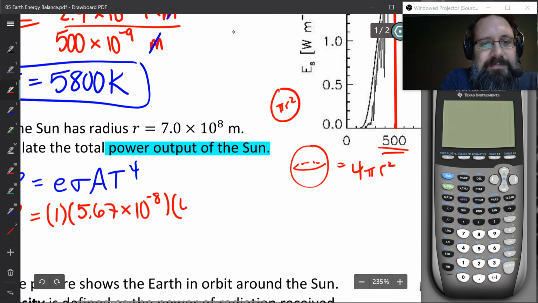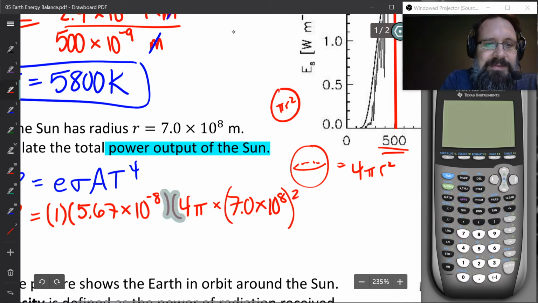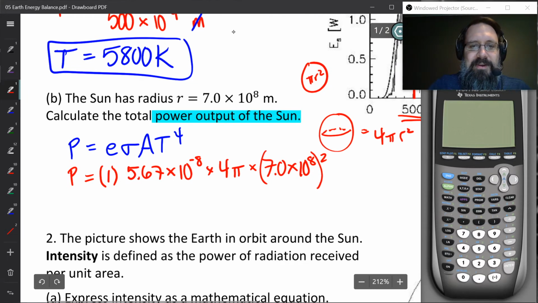So we're going to put 4 pi, and then we need to multiply by the radius squared. So it's going to be 7.0 times 10 to the 8th power, and then we need to take that squared. I'm going to remove these parentheses just to make it look better. Okay, so now I just need to multiply all that together. This is why I have the calculator. I actually forgot I had the calculator in the previous question. I would have done the math up there.